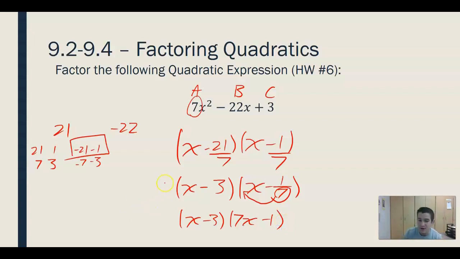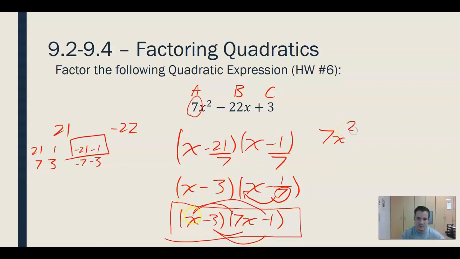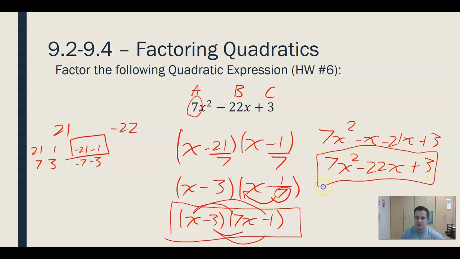Last step was if I had a greatest common factor, I needed to put it back out in front of here, but I don't have a greatest common factor, so my final answer is x minus 3 times 7x minus 1. Let's double check, just make sure we did that right. I'm going to do my rainbow here. X times 7x is 7x squared. X times negative 1 is negative x. Negative 3 times 7x is negative 21x. And negative 3 times negative 1 is a positive 3. Combine like terms, I get 7x squared minus 22x plus 3. And indeed, that's what I started with, so I know I must have factored that correctly.